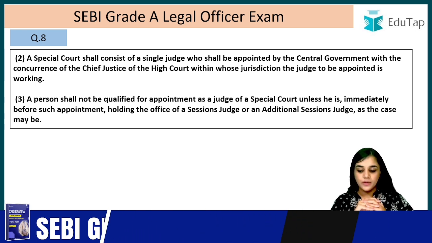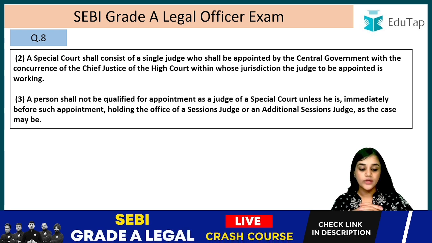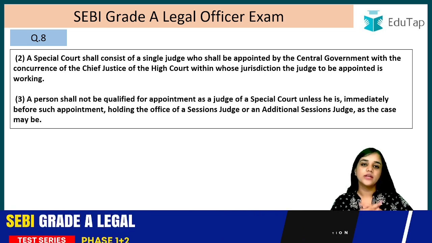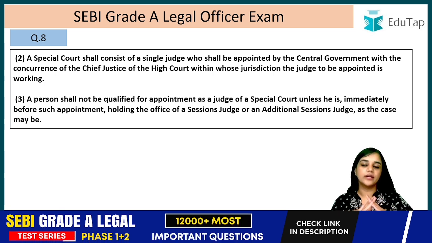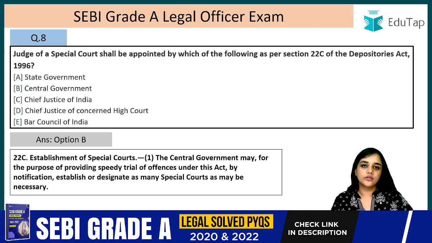Subsection 3. A person shall not be qualified for appointment as a judge of a special court unless he is, immediately before such appointment, holding the office of a session judge or additional session judge, as the case may be. So nothing less than session judge or additional session judge. He has to be at least an additional session judge or a session judge to be appointed as a special judge in this matter. So who is going to appoint the special judge? It is the Central Government, option B.